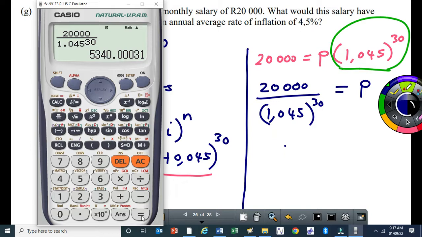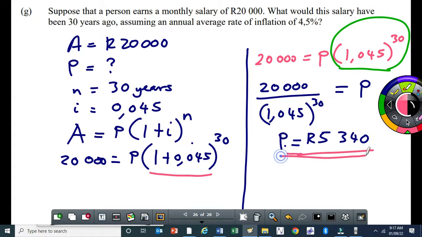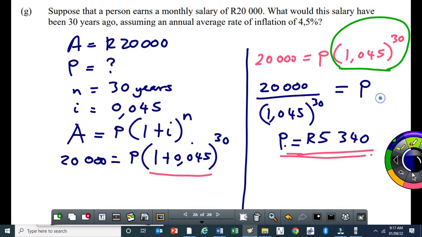So you'll be 5,340 there. So P is going to be 5,340 rands. There are no cents. Yeah, it's fine. But obviously, whatever way you use this equation.